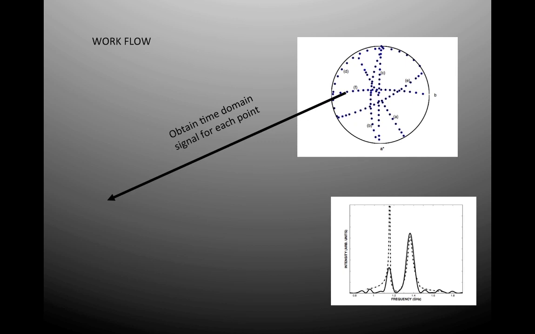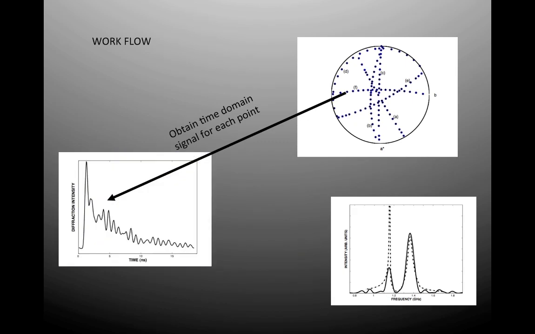For each point there, you obtain a time domain signal. And here's a representative time domain signal. You hit the surface with the laser and then watch the surface waves propagating out to tens of nanoseconds. The Fourier transform of that time domain record gives you the solid line on the lower diagram. It has 2 peaks. In this example, there is a true Rayleigh wave and a pseudo surface wave.